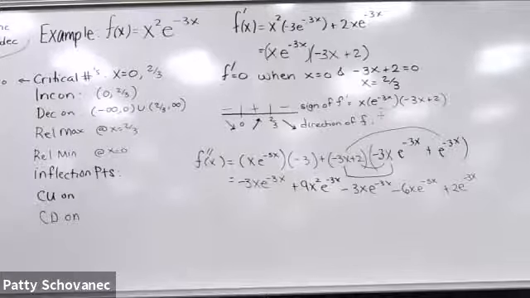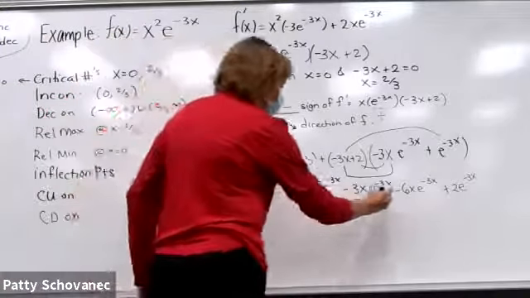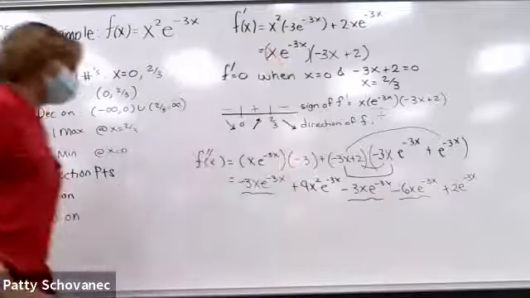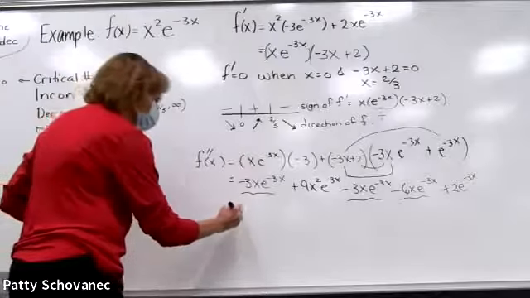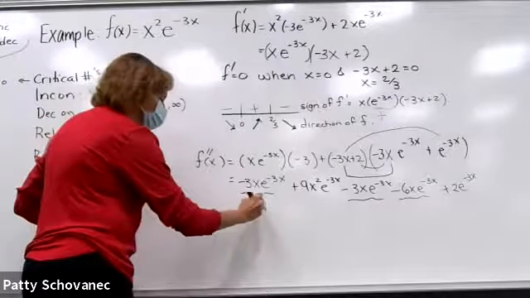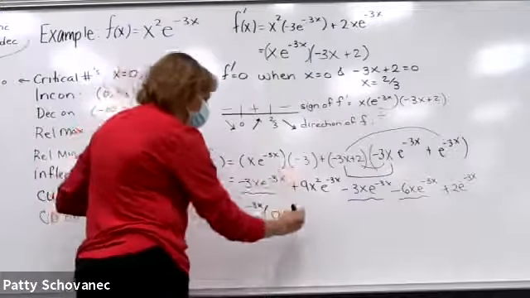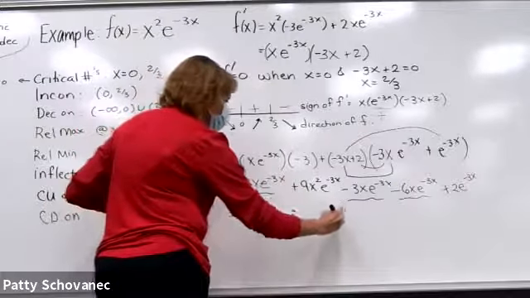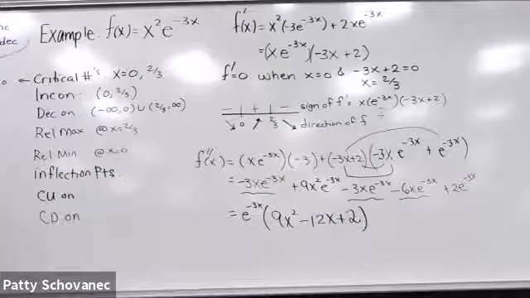And so I can put this one and that one all together and get a negative 12x e to the negative 3x. But before I do that, I'm gonna factor out e to the negative 3x and then do that inside. So I'm gonna have a 9x squared, and that was gonna be a negative 12x plus 2. Something close to that?